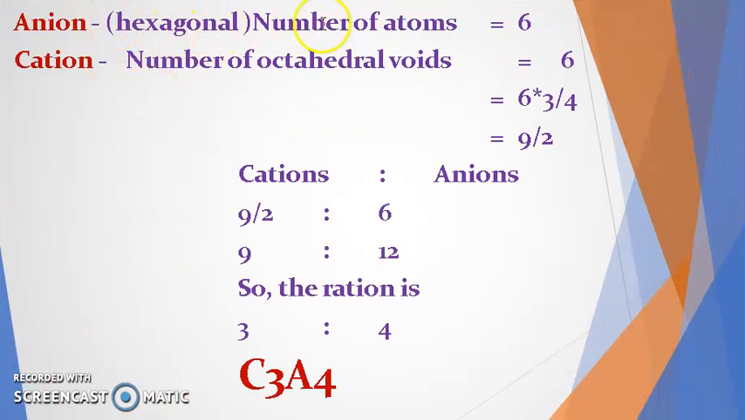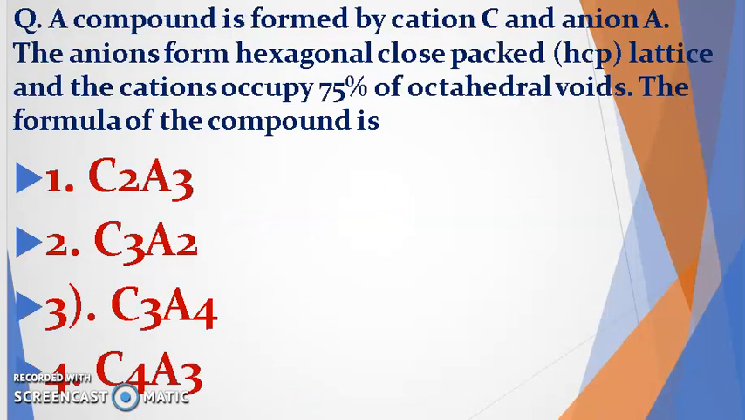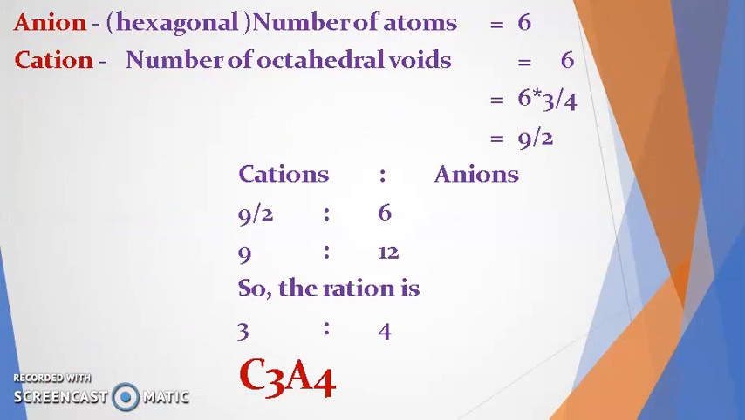For the anion in hexagonal packing, the number of atoms is 6, we know, right? For the cation, the number of octahedral voids is also 6 here. We have to find the ratio. The cation occupies 75% of the octahedral voids. 75% means 3 by 4, otherwise 75 divided by 100. So I wrote 6 into 3 by 4, and you get the answer of 9 by 2.